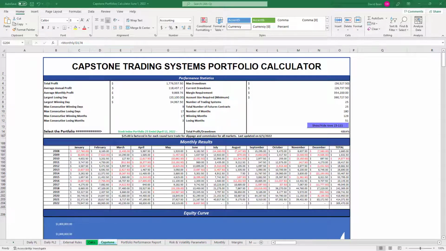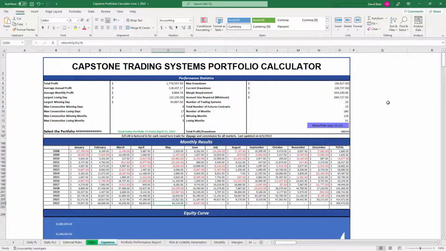Really big month in the 200K portfolio, stock index portfolio 25, also in the 50K portfolio. These are the results: 63,115 per E-mini. The 50K portfolio trades 1 micro, so 10% of that, about 6,300. And the 200K portfolio trades 6 micros.